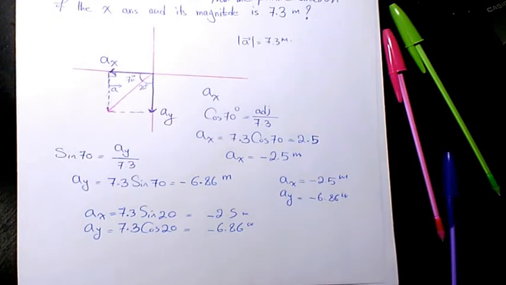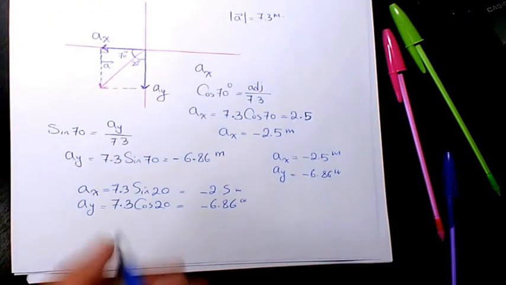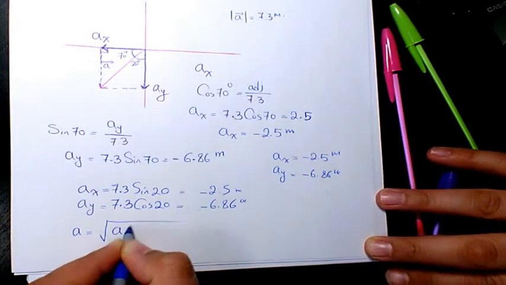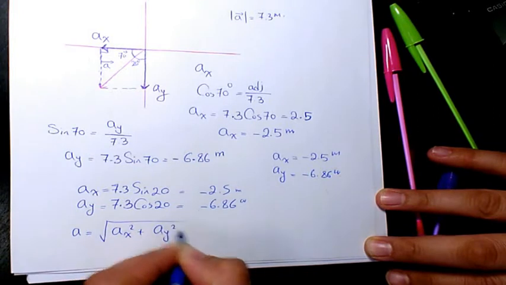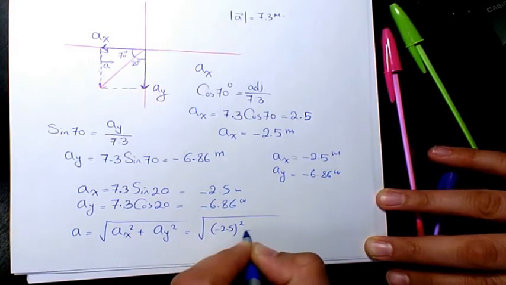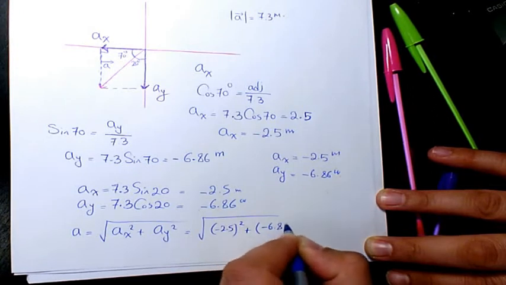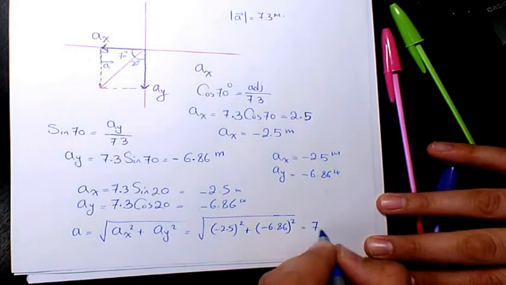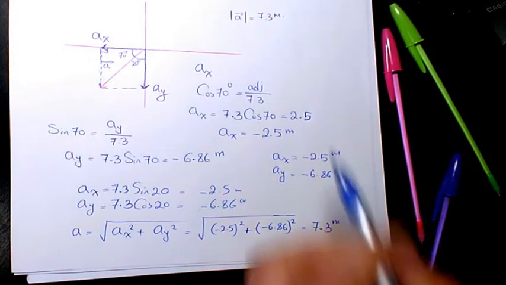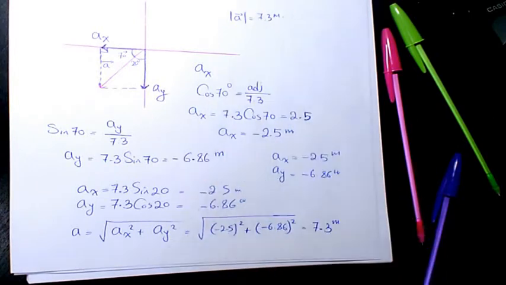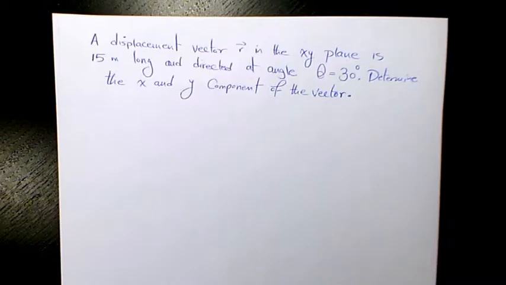If you want to check the answer, you can say that A equals square root of ax squared plus ay squared. So square root of negative 2.5 squared plus negative 6.86 squared. And when you calculate it, you're going to get 7.3 meters, which is exactly what you have in here. So this is the final answer.